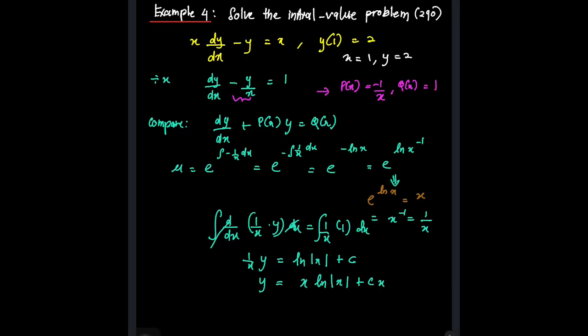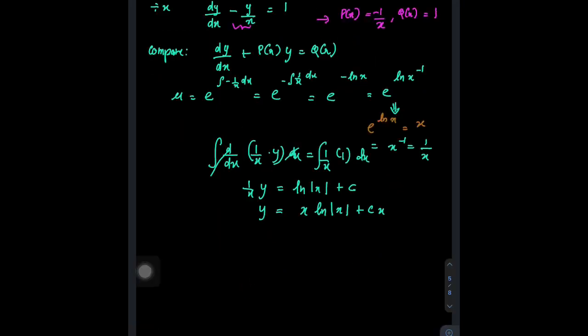Then you are given the initial point here. When x is equivalent to 1, y is equivalent to 2. Then you need to substitute here to get the constant c. So 2 is equivalent to 1 times ln modulus of 1 plus c. So this one you will get 0. Then what is left, c is equivalent to 2. So how to get the last equation? Therefore your y is equivalent to x ln modulus of x plus 2x. So this is your final answer.